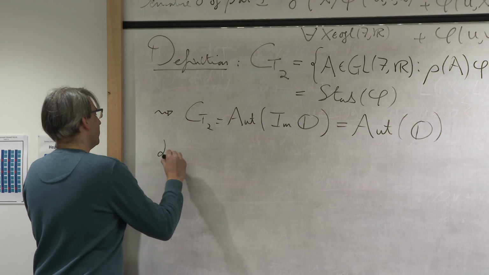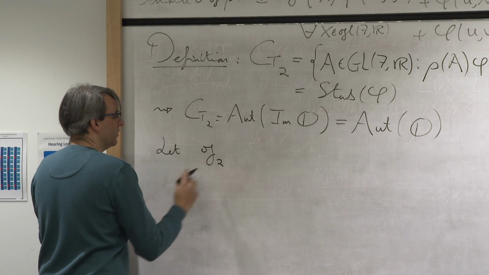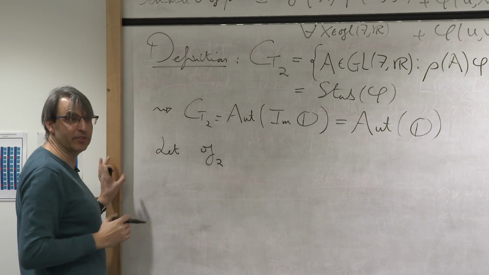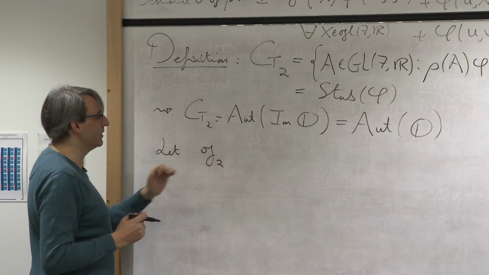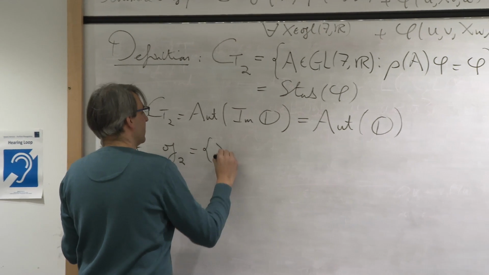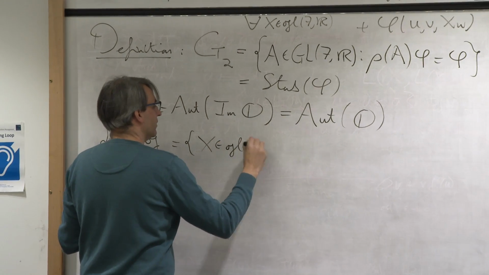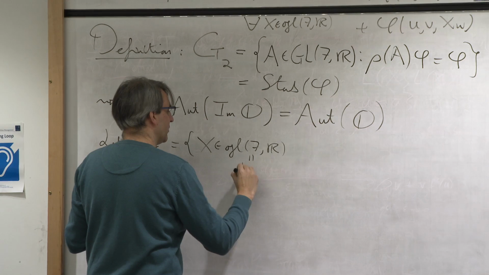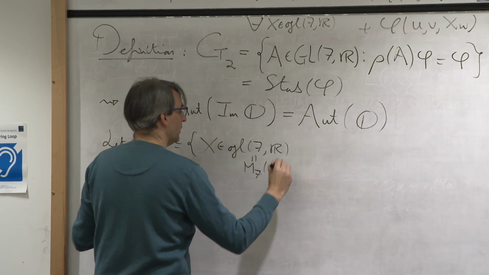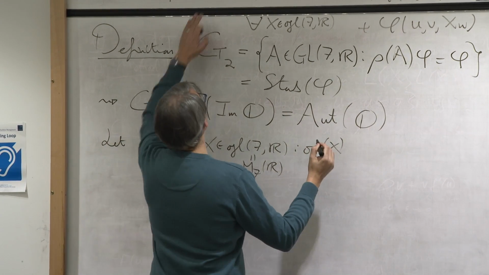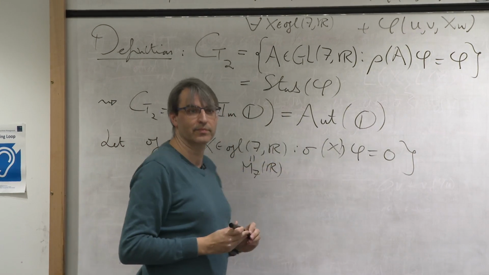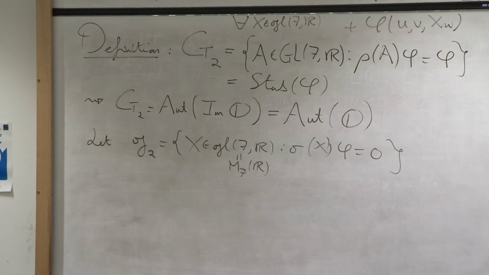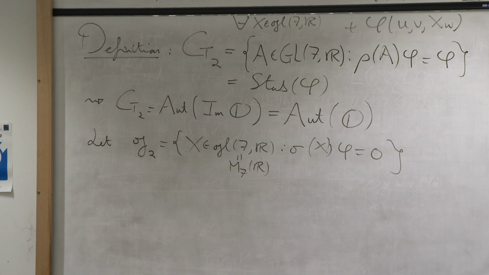And then we let g2 be the Lie algebra of G2, if we knew it was a Lie group, which we don't yet. But if it were, then its Lie algebra would just be the set of X in the Lie algebra of GL7R, which I remind you is just the 7 by 7 real matrices, such that sigma of X of phi is 0. Because I just differentiate the relation above, and that should be the Lie algebra.